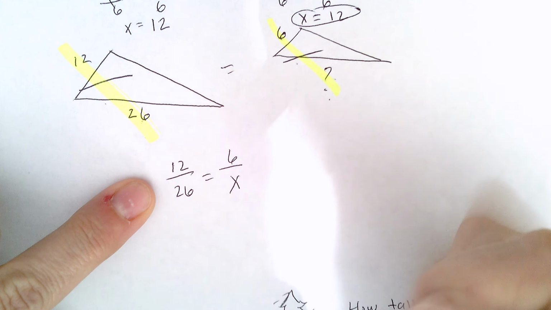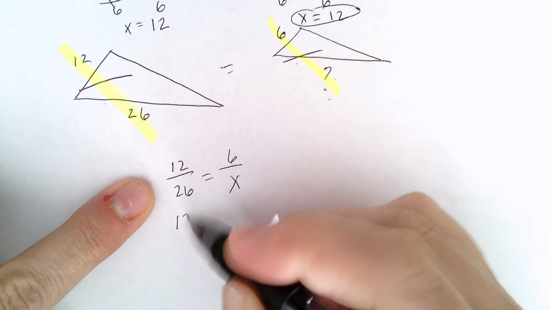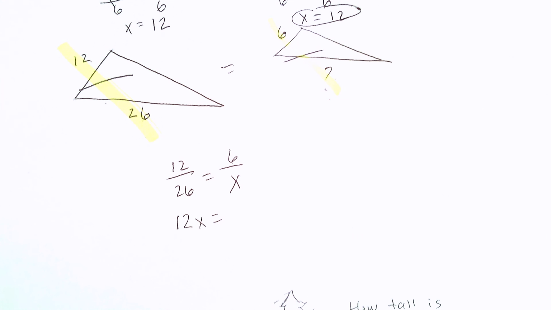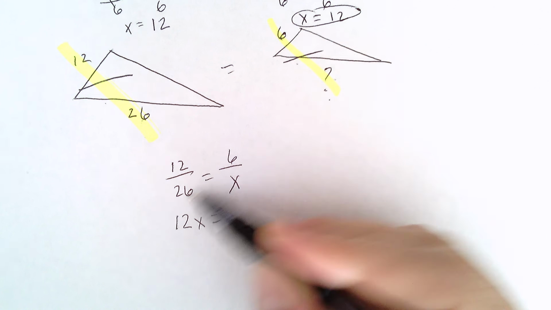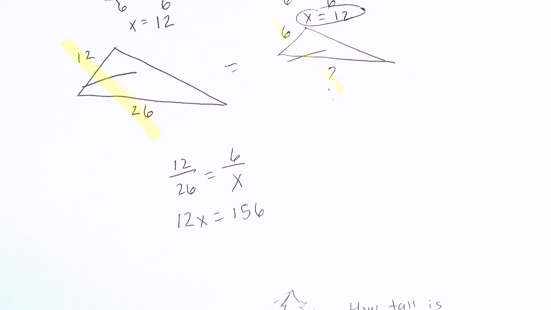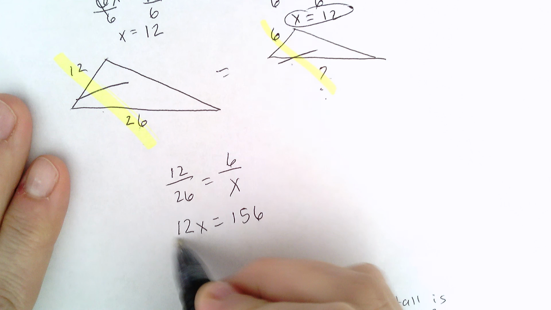All right, so you're going to do cross products. So 12 times x. I usually try to do the variable cross first, no matter where it is, just because I want the variable on the left side. That's it. All right, now I'm going to do 26 times 6, which is 156. Then you always divide by the number with the variable, which is 12. So I'm going to divide by 12.